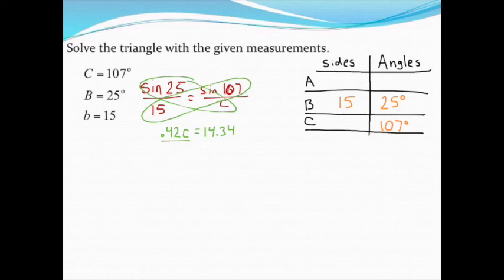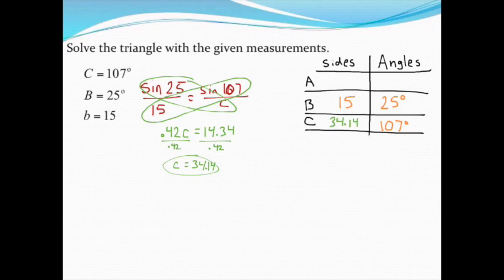From there, solve like normal. So divide both sides by 0.42, and I'll find my first missing side. That comes out to be about 34.14. Let's go ahead and add that to the chart. Now, you don't have to use the chart, but I like to use the chart just to keep things a little bit more organized. Next up, I've got to find side A and angle A.